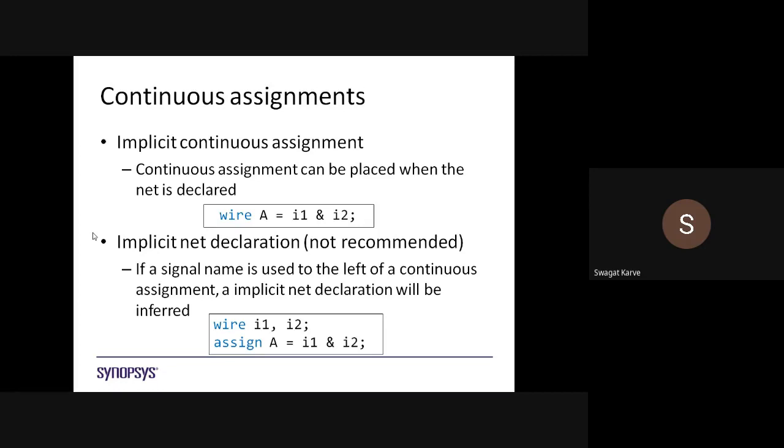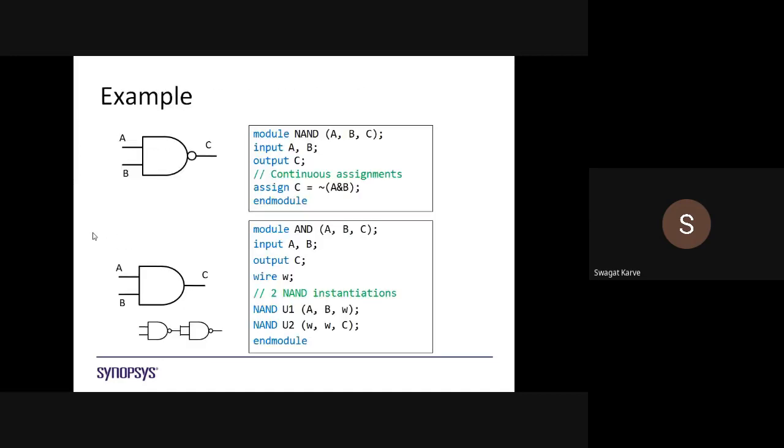What is the difference between the implicit continuous and implicit net declaration? In implicit continuous, we need not declare I1 and I2 as a wire. We have declared only the final A as a wire, and we are also assigning the final output to that A. But if you want to declare I1 and I2 as a wire, and then assign the final output to the A, then you have to use this implicit net declaration part. So this is about the continuous assignment statement.